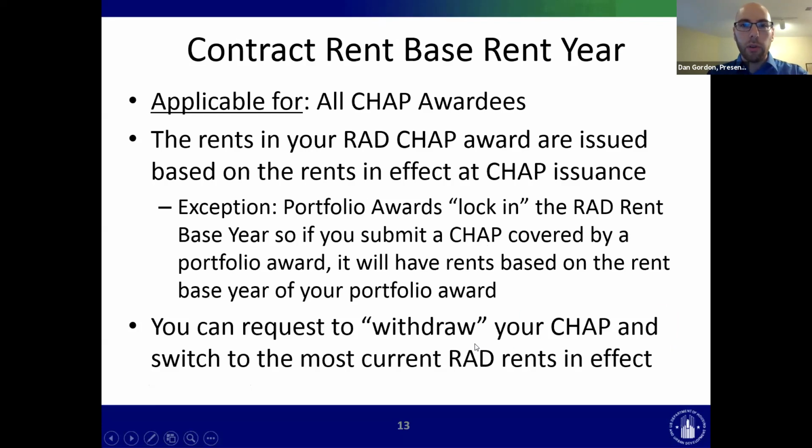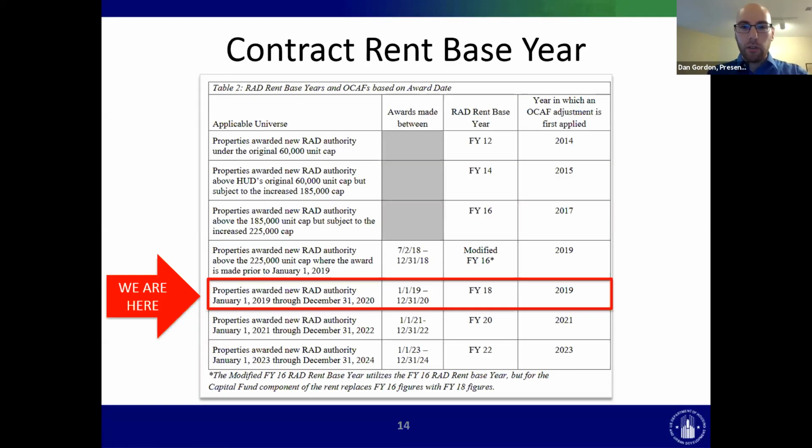Okay, and this is your contract rent base year. The rents in your RAD CHAP award are issued based on the rents in effect at CHAP issuance, which are in turn based on the current public housing appropriations. Once we get to a different period, and you'll see this on the next slide, you're able to withdraw your current CHAP and switch to the most recent rents that are in effect. So we'll show that on the screen right here.